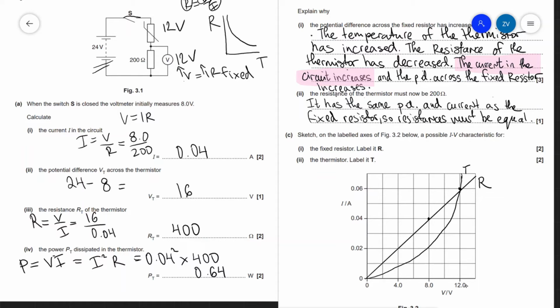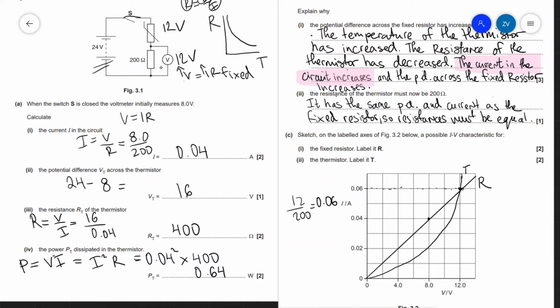When the voltage, the PD across the fixed resistor is 12, we can calculate the current at that by dividing it by 200. In fact, let me just do that real quick over here. So 12 over 200 will be 0.06 amps. So this is where the number 0.06 comes. And the straight line of the fixed resistor will pass at that point.